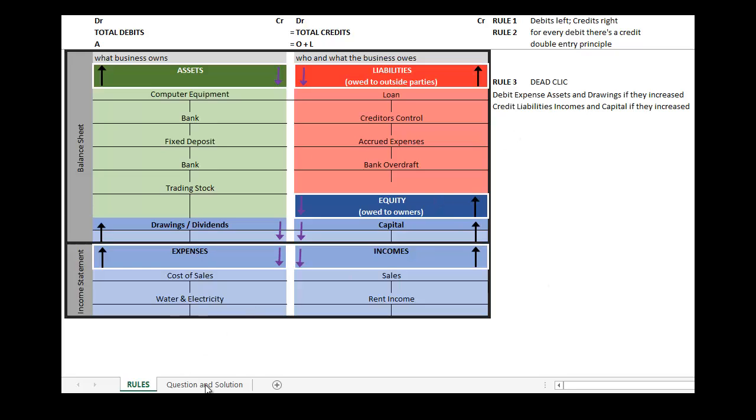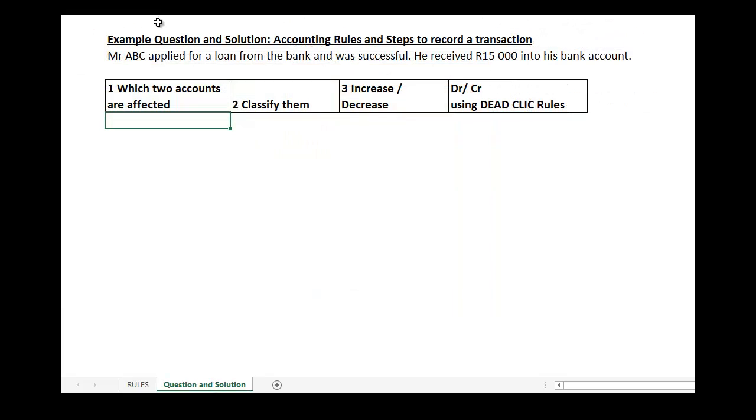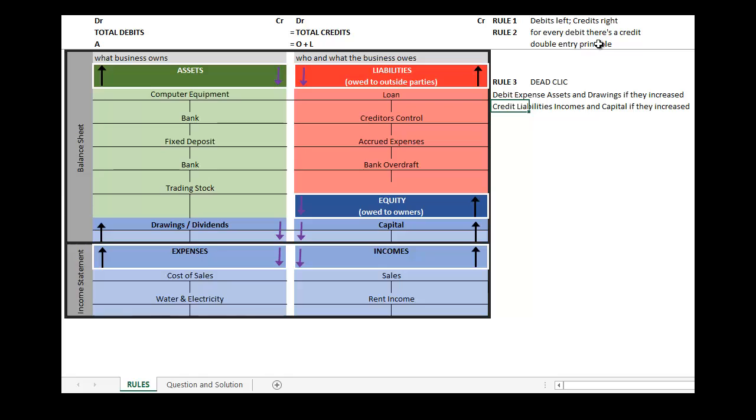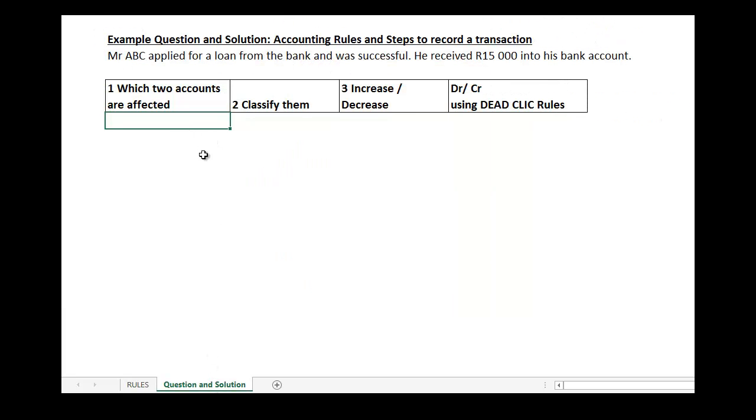Let's look at an example to illustrate. Mr. ABC applied for a loan from a bank and he was successful. He received 15,000 Rand into his bank account. Good, so we received some money here. So which two accounts are affected? Remember the double entry principle says for every debit there must be a credit. So we need to identify two accounts.